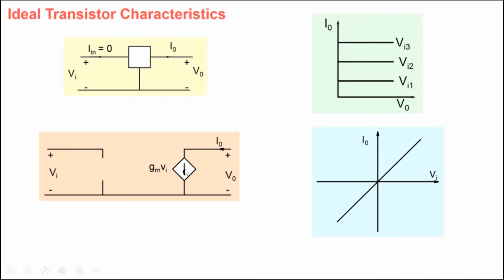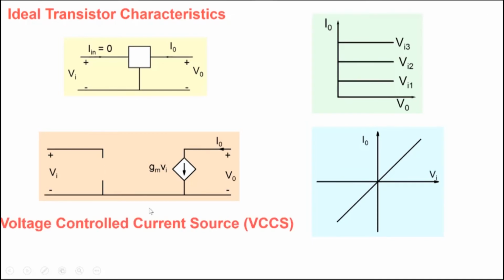And so it's a dependent current source. Why? Because this current source value is dependent on the voltage applied here. So we call this a voltage controlled current source. It is a current source, but its value is controlled by a voltage here. So voltage controlled current source, VCCS in short. And what we are saying is that this is like an ideal transistor's characteristics.